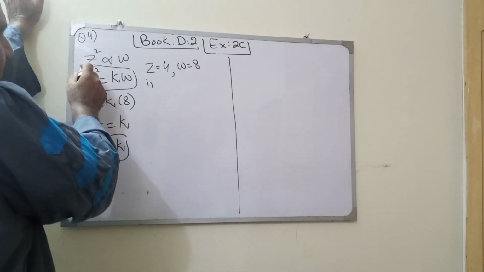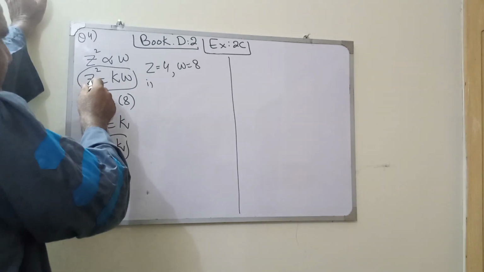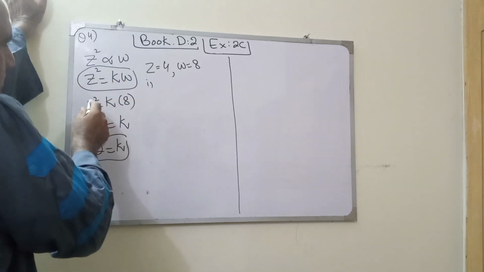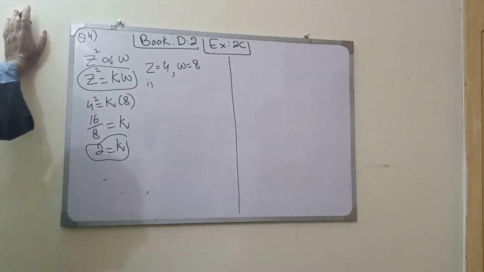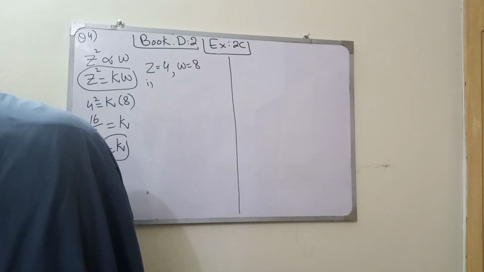Here, z square is directly proportional to w. So z square is equal to kw. We substitute the values of z and w. We have 4 square is equal to k into 8. 16 is equal to 8k. 16 over 8 is equal to k, and 2 is equal to k. Now, this is the equation.